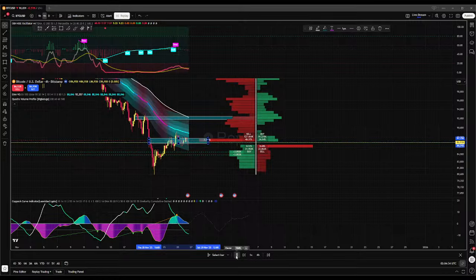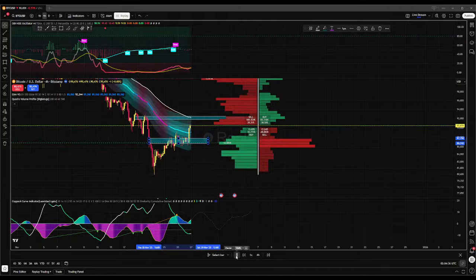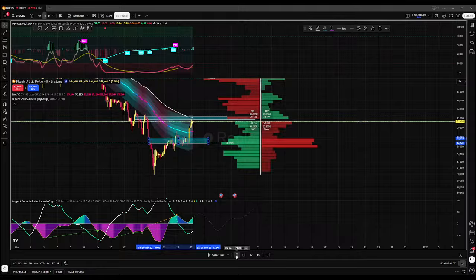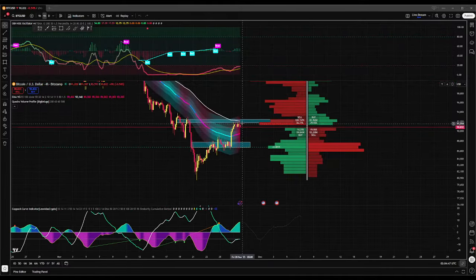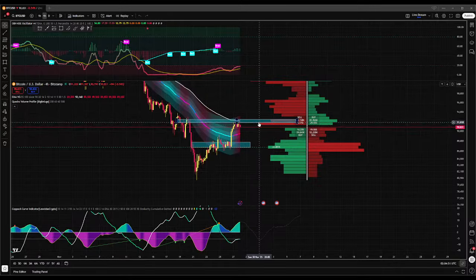So what happened after that? My target was around 90K, and now we have reached the target, as you can see here. This trade was successful. Perfect. Okay. Now, what is the next step? Well, let me show you here. Now, Bitcoin is testing resistance around $92,000 around here.